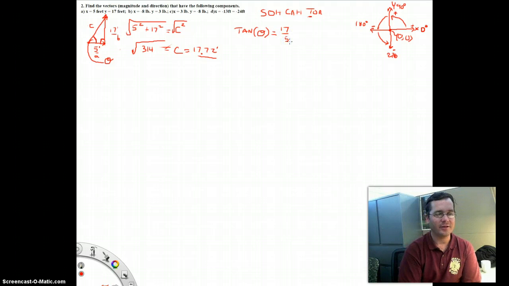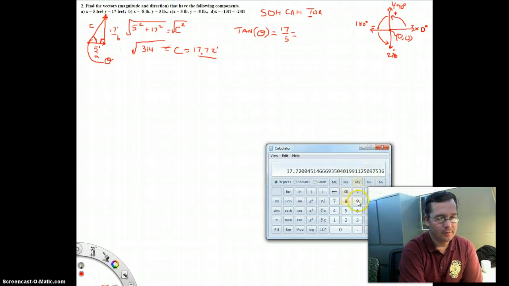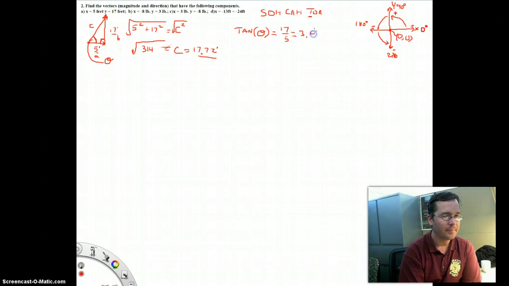Now, tangent tables are not given in fractions, they're given in decimals, so let's convert that to a decimal by simply using the calculator to do the division problem. So we're going to clear this out. 17 divided by 5 is 3.4. So the tangent of angle theta here is 3.4.